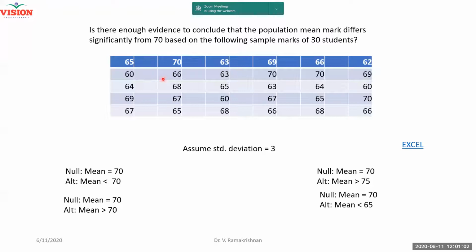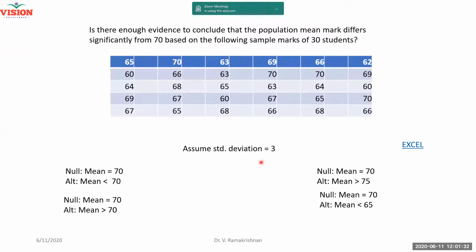Now, see, this is the problem we took in the beginning. Is there enough evidence to conclude that the population mean mark, that's the class mark, differs significantly from 70, based on the following sample marks of 30 students? Five students in each column, 6 columns, 30 students' marks. The assumed standard deviation of the population is 3.